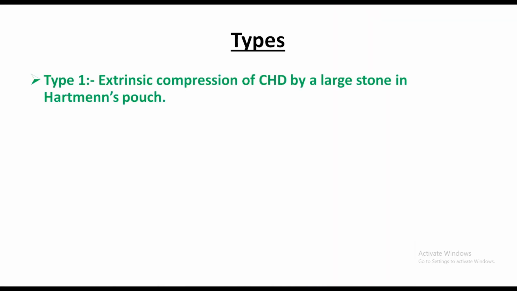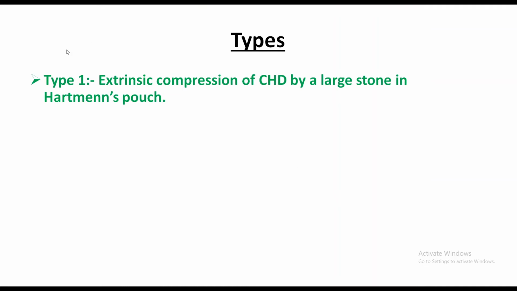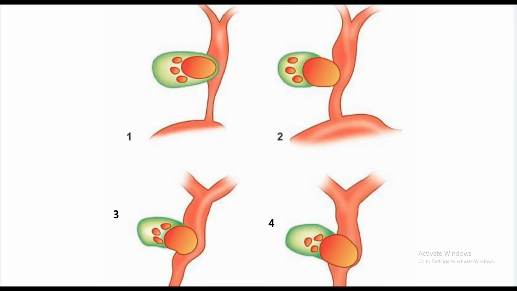Now, you can say these are types, type 1, 2, 3 and 4. Type 1 is extrinsic compression of the CBD by a large stone in Hartmann's pouch. So there is only compression. Here you can see it has ulcerated but not completely blocked. Ulcerated, blocked two-thirds, and ulcerated and blocked completely.